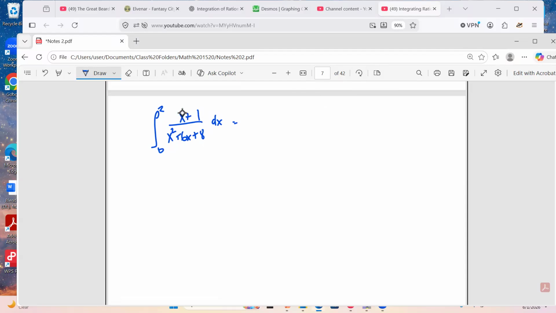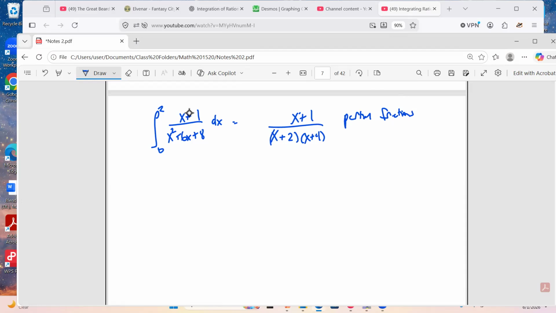So we're looking at this and thinking, oh, it looks kind of like a proper fraction. The degree of the bottom is 2, the degree of the top is 1, so we have a regular fraction. So we can say this is going to be x + 1 over (x + 2)(x + 4). And we can go ahead and use partial fractions in order to break this thing apart.